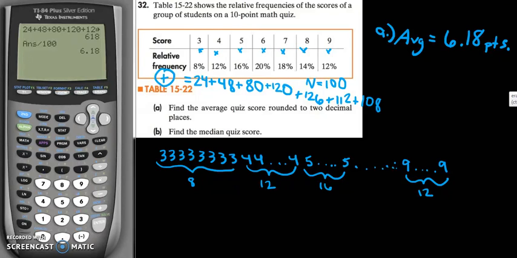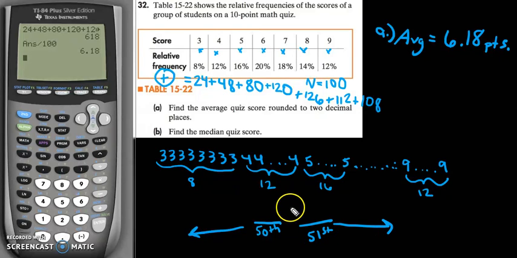Okay, so then for the median, we need the middle number. If I have 100 numbers, the middle number is halfway between the 50th and 51st. Picturing the list, somewhere here there's a 50th number, which would mean there's 50 below this. And then there's a 51st number, which means that there's 50 above it. So my median would be right in between those two.